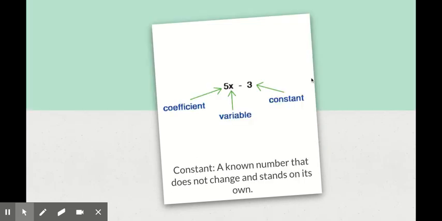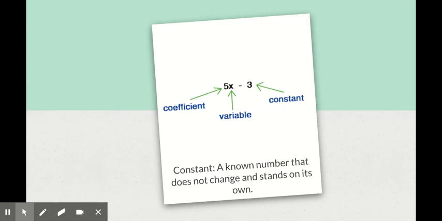We also have something called a constant. A constant is a number that we do know, and it's one that does not change and it stands on its own. So we know that variables, we don't know what that number actually is, but a constant, we know what it is. So in this case, 3 is the constant. We know what it is because it says it's 3. It stands alone, so it's not being multiplied by anything, and it doesn't change.